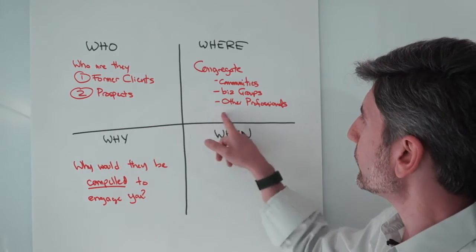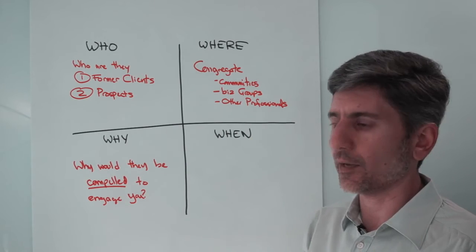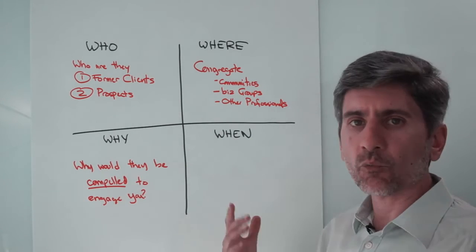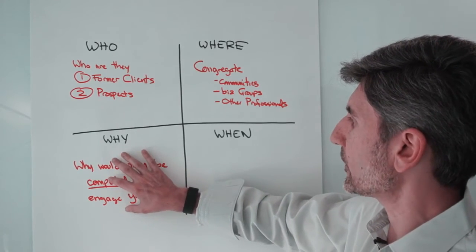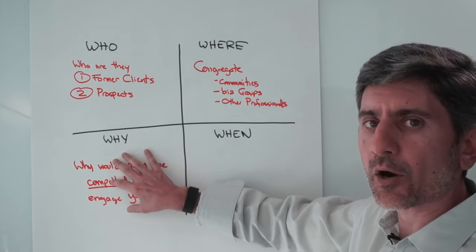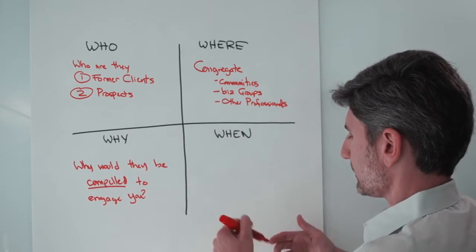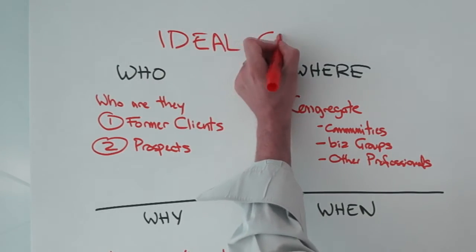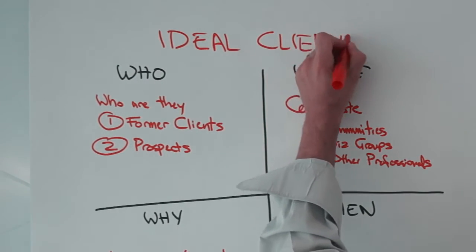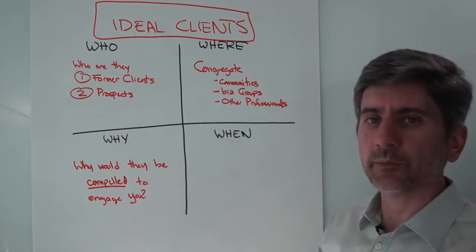Because even if you do these two things and you show up and you're just another lawyer, it's like, hi, I'm a lawyer, I do everything. Why would they be compelled to choose you, right? And this why is what's going to let you tune your marketing to these people, to the ideal clients. I should write that down, shouldn't I? Ideal clients. So your marketing has to be tuned to it.